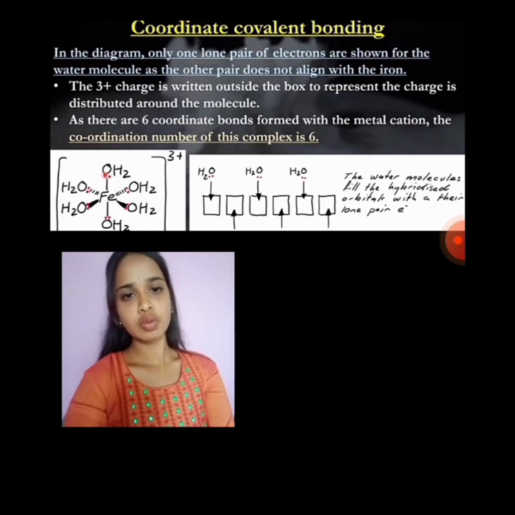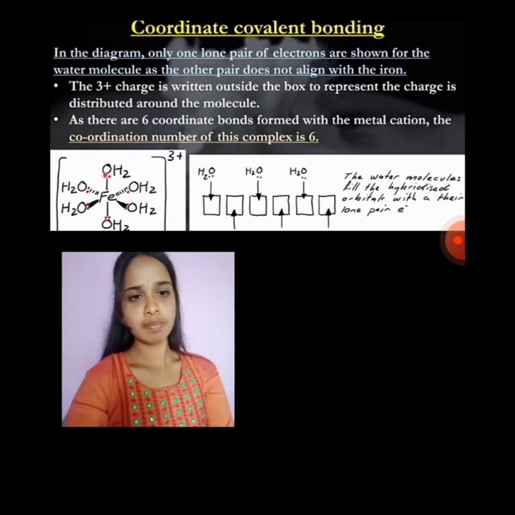In the diagram, only one lone pair of electrons is shown from the water molecule, as the other pair does not align with the orbital. The 3+ charge is written outside the box to represent the charge distributed around the complex. As there are 6 coordinate bonds formed with the metal cation, the coordination number of the complex is 6.